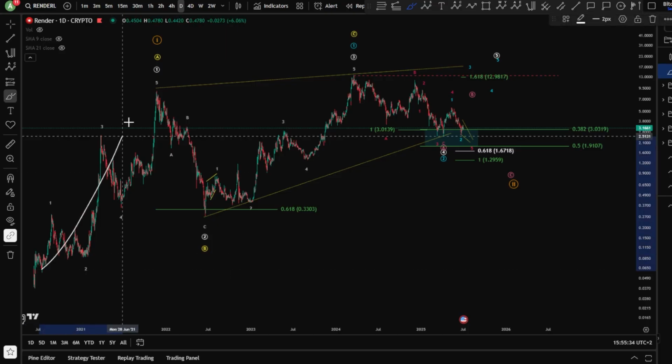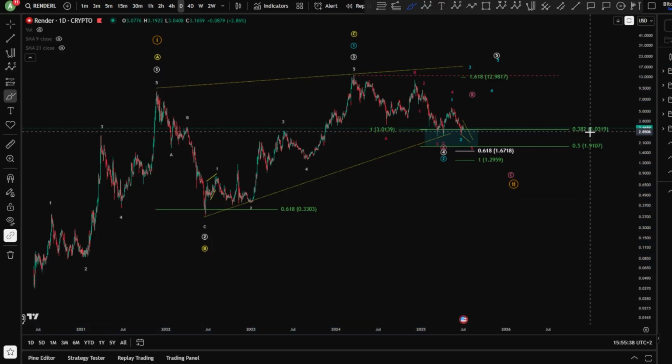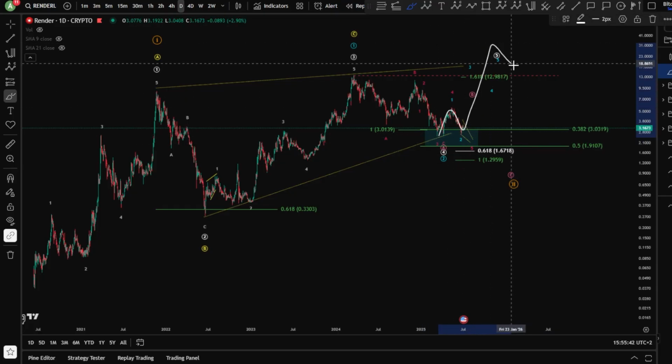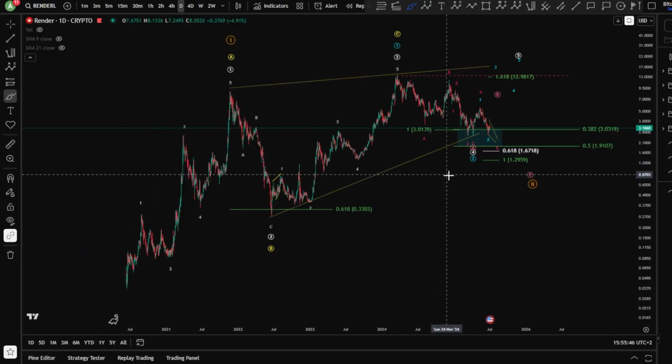Final scenario is a double 1, 2: big wave 1, 2, and then another wave 1, 2 hitting the minimum requirement 0.38, and looking for a massive wave 3 impulsive toward the upside, of course, for Render.